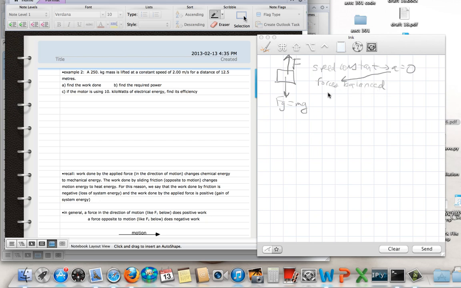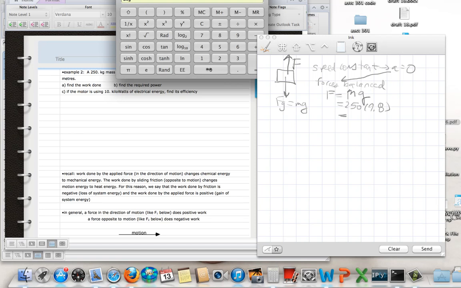So that tells us that the applied force just equals the weight mg. So for 250 kilograms, we can multiply by 9.8, and then we can determine the amount of force that's required. That's 2450 newtons.